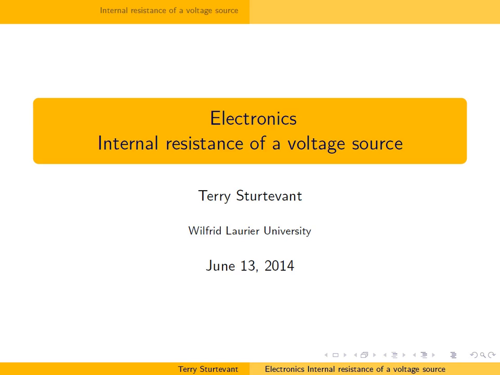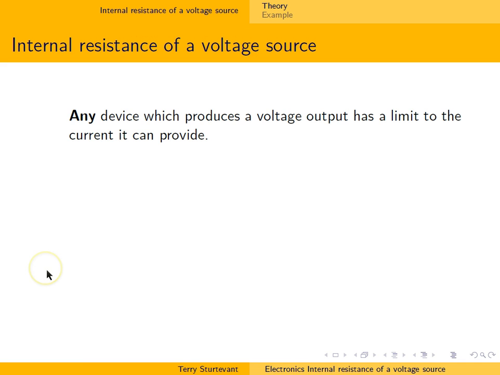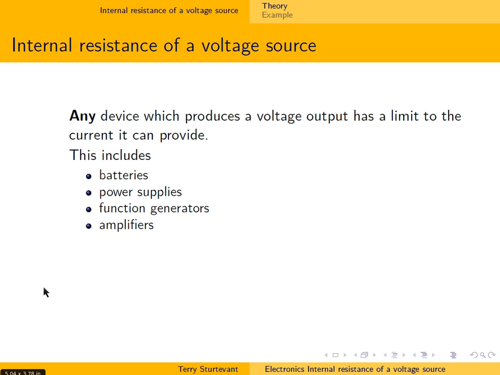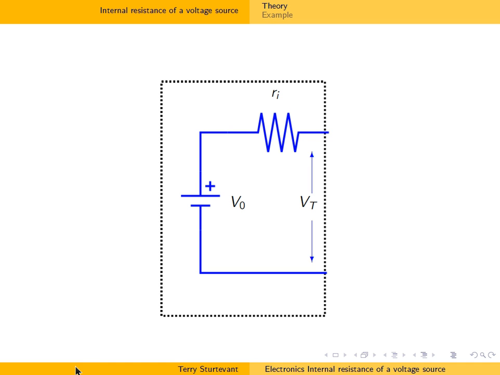This document is about the internal resistance of a voltage source. Any device that produces a voltage output has a limit to the amount of current it can provide. This includes batteries, power supplies, function generators, amplifiers, logic gates, and so on. The way this can be represented is as a resistance in series with the ideal voltage output of the device. So here we have the model.